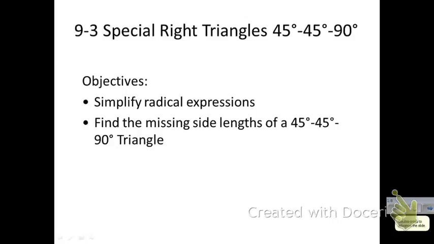Today in class we worked on special right triangles, and we worked on the 45, 45, 90. So first we're going to simplify radical expressions, then we're actually going to solve equations with radicals in them, and then we're going to use that information to help us find the missing side of a 45, 45, 90 triangle.